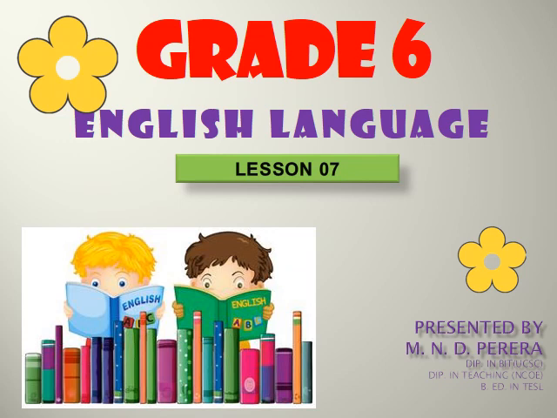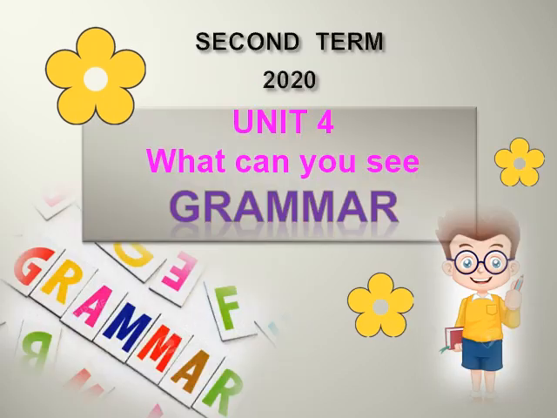Today we will start our next unit, Unit 4, What Can You See? From this unit, you will learn how to point out, how to show, or how to indicate things, people, animals, and also how to describe things, people, animals around us. So let's start the first grammar lesson of our unit.